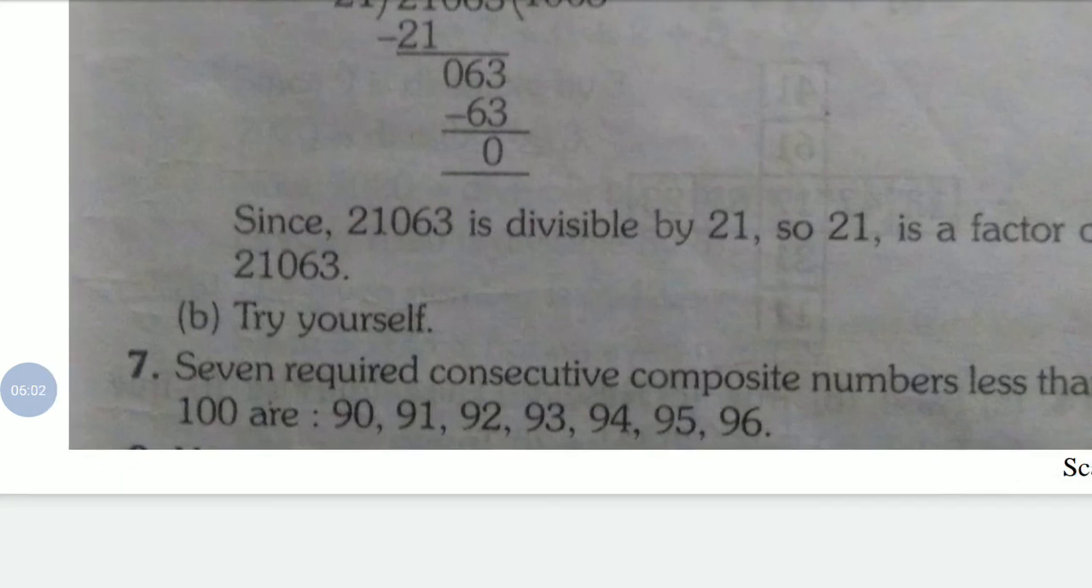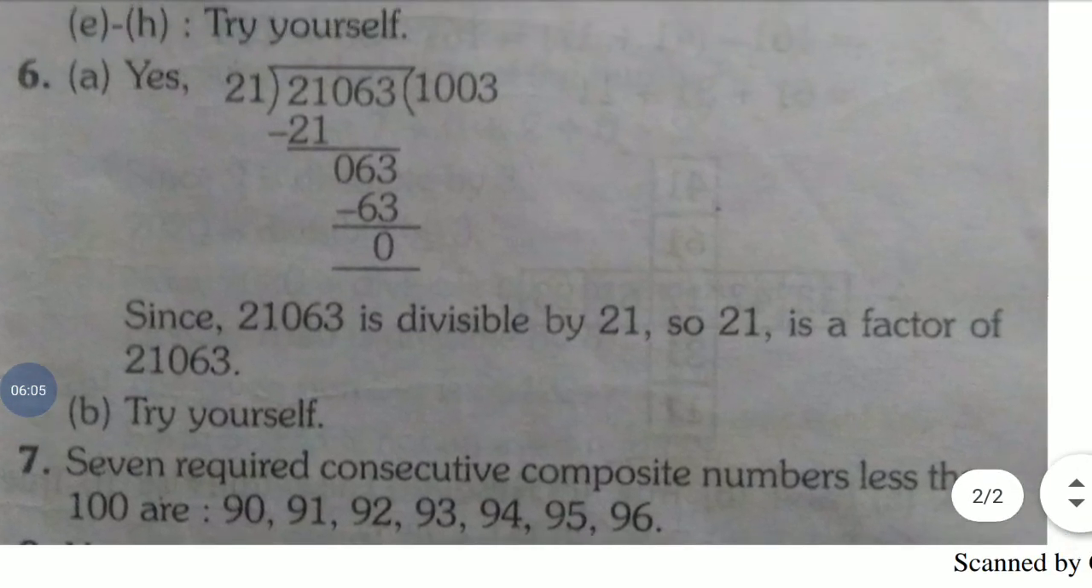For the seventh example, it is given: write 7 consecutive composite numbers less than 100 so that there is no prime number between them. If we start from the lower number, they are saying less than 100. So we will start from 90: 90, 91, 92, 93, 94, 95, 96. Till 96 we are having such numbers which are not prime, they are composite numbers.